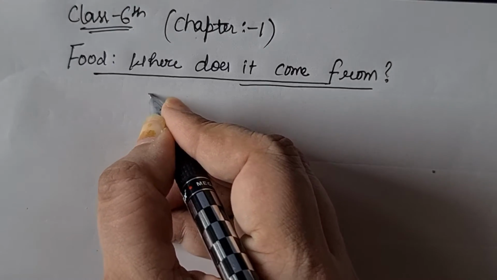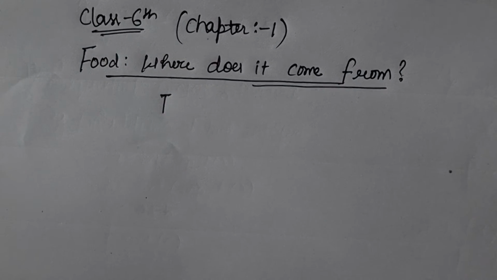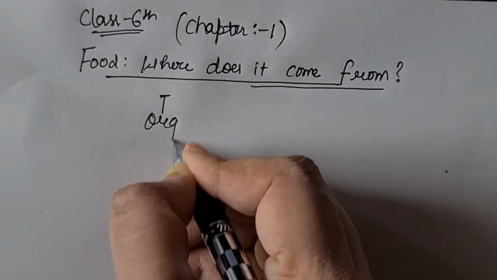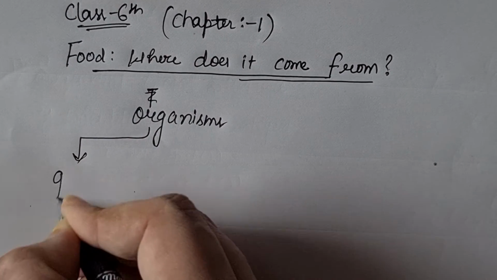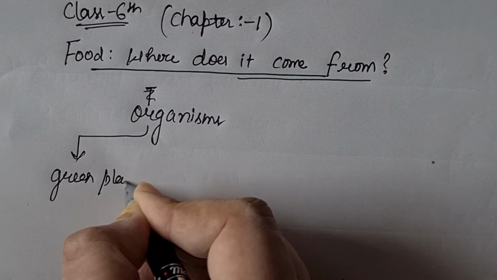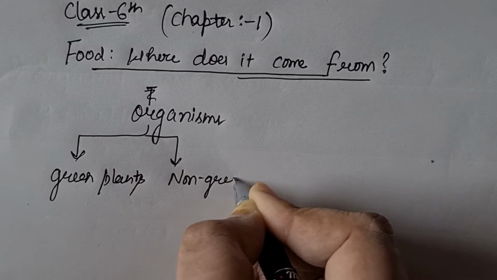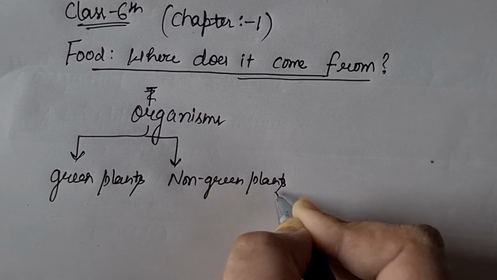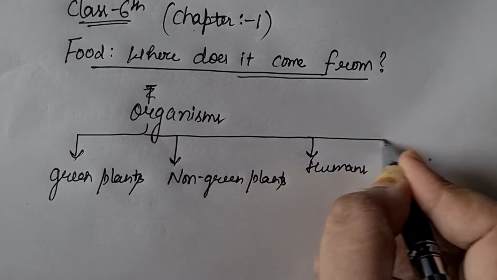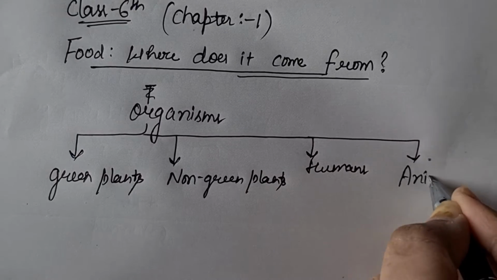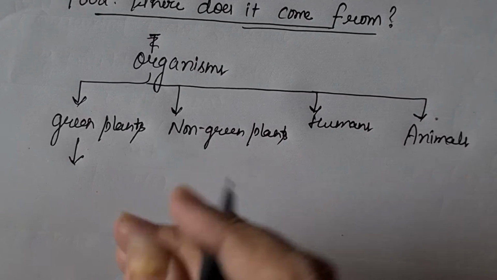So food, there are two types of organisms. First of all, green plants, then non-green plants, humans, or you can say human beings, and the animals. So green plants are the plants which have chlorophyll.